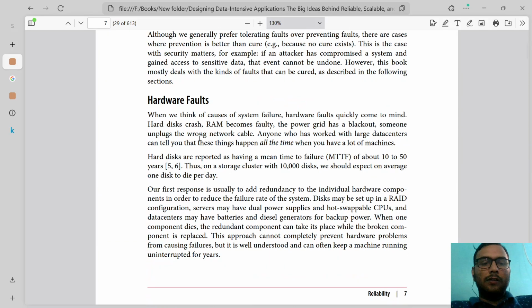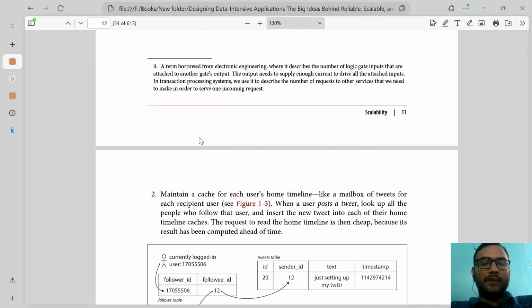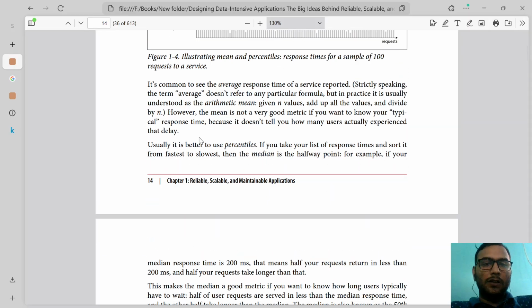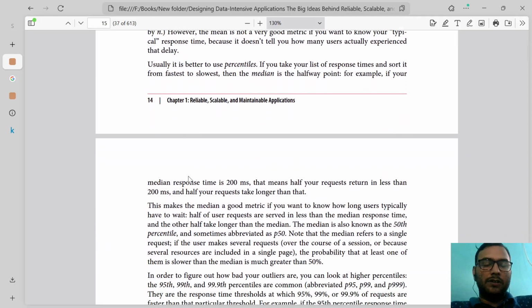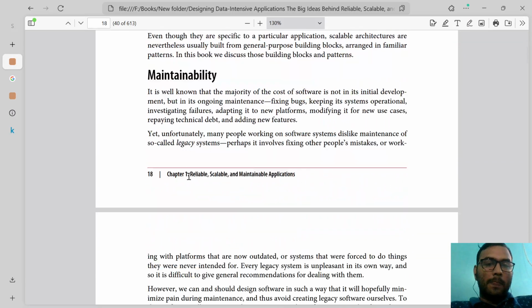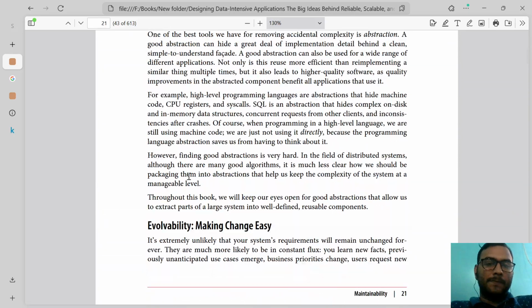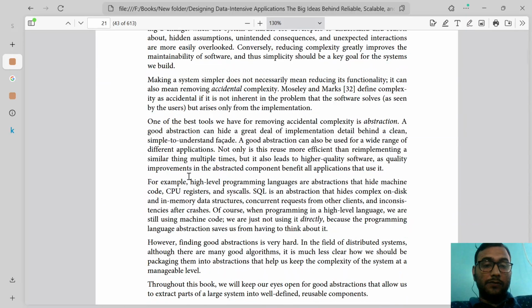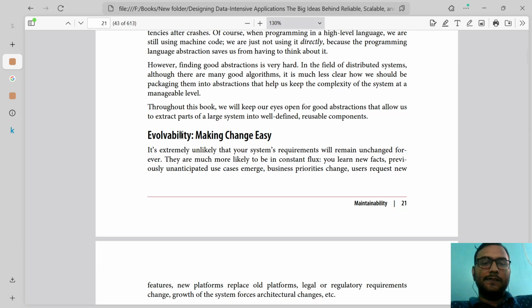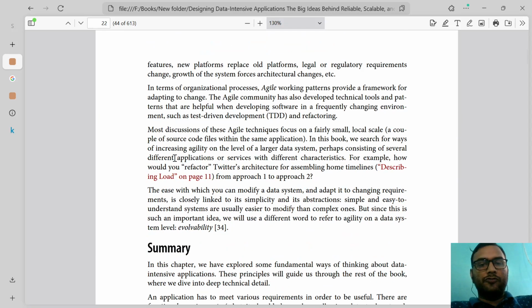What does this mean? What is a hardware fault? What is the difference between latency and failure? What is a human error? Reliability, scalability. Then this is the difference between latency and response time, latency and failure. What is maintainability, operability, simplicity. So these are the things, and this is a new word I heard, evolvability. That means the system should evolve when new features, new platforms, new technologies are introduced. That is where test-driven development or domain-driven design, all that comes.